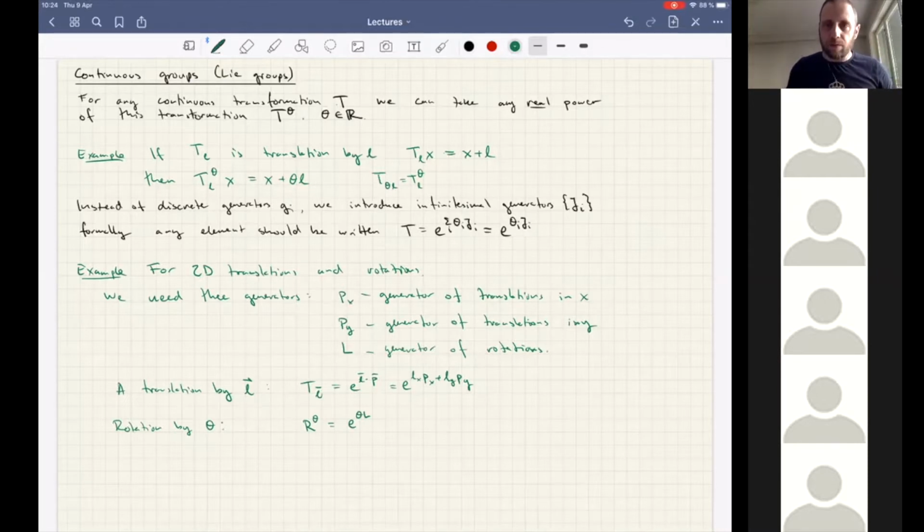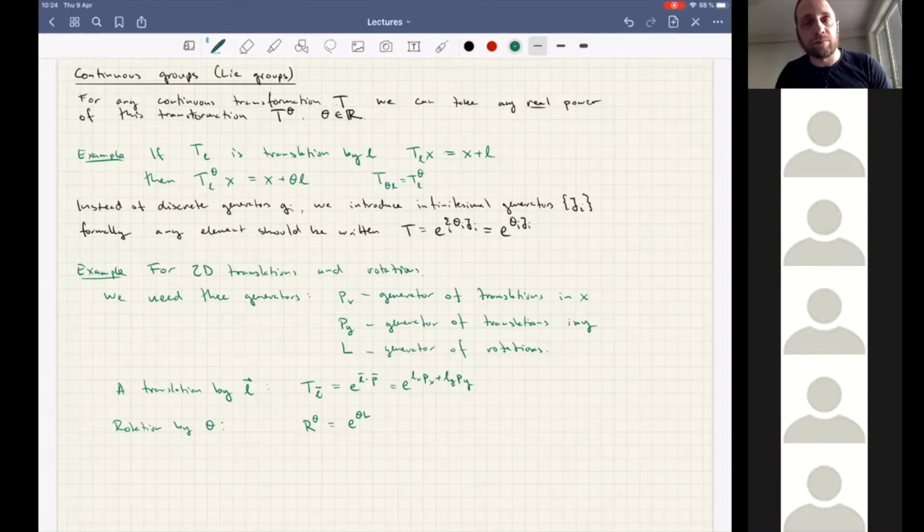Can I ask a question? Yeah, sure. Why do you use e to the power? As far as I remember, e was the identity. No, so e here is just the natural base of the exponential function. So it's not the identity here. The identity I will write in continuous groups as 1. All right. There are some different notations.